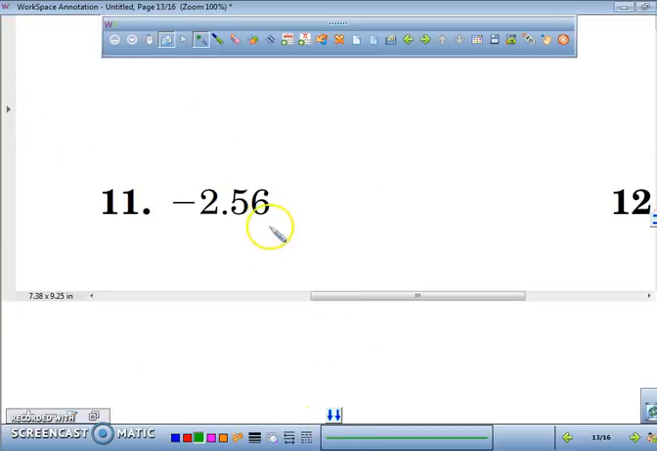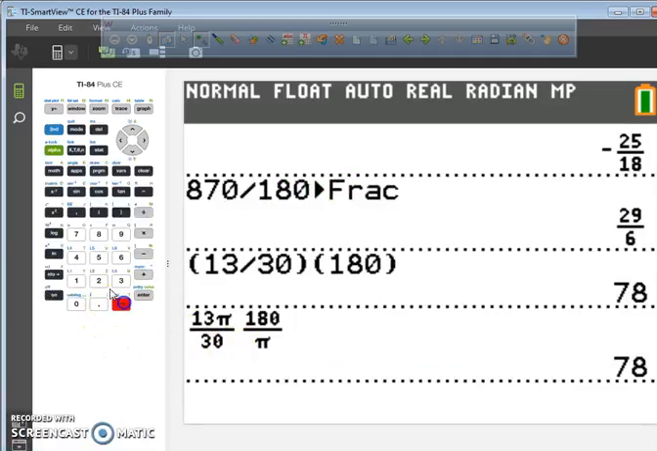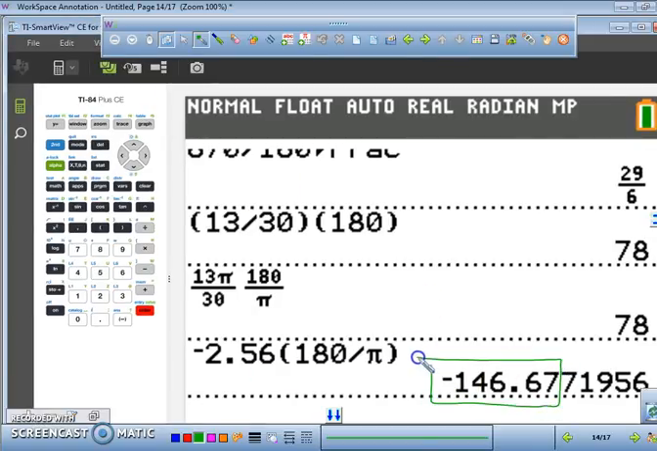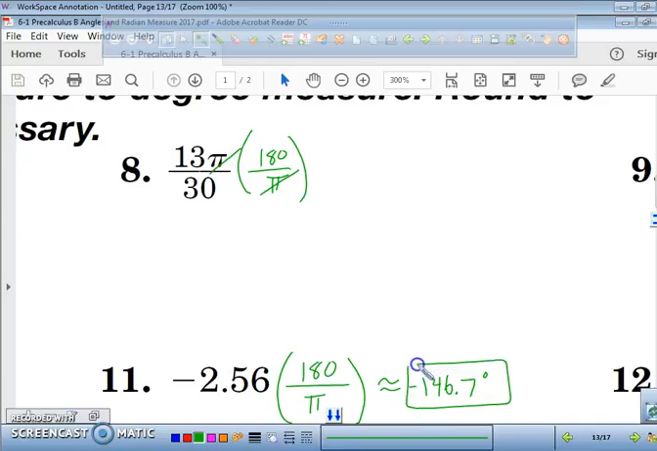Now, this one right here, you'll notice that there is no pi in the numerator. So we actually have to just multiply those together exactly as they appear. So I'm going to do negative 2.56, and then I'm going to open up a parentheses and do 180 divided by pi. Close the parentheses and press enter. And you see what decimal we get? I want us to round this to the nearest 10. So that's going to be what? Negative 146.7 degrees. That's how many degrees it will be.